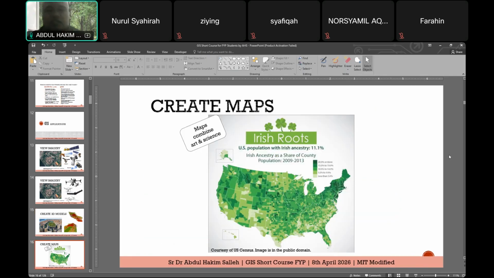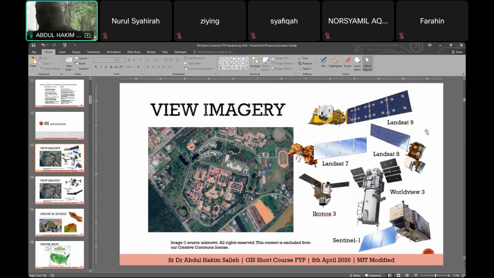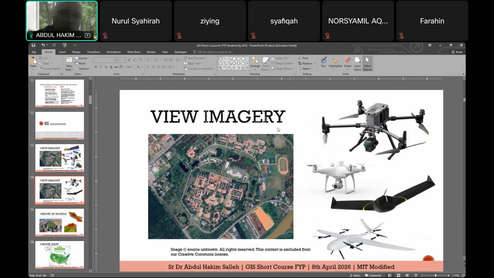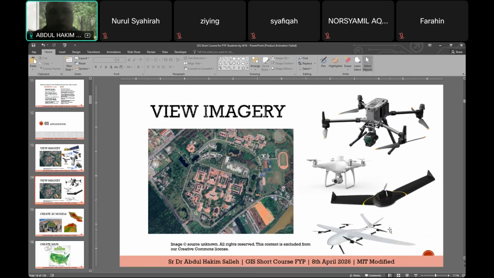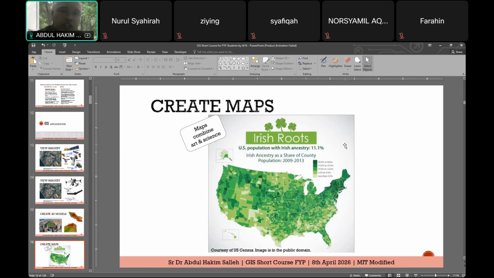Now, next, GIS, other than just to view imagery, whether you use satellite, whether you use drones, or you wanted to create 3D models, GIS can also create maps like this one. The best thing about maps is that they can show you something that is invisible to you. The key point here is, of course, invisible.